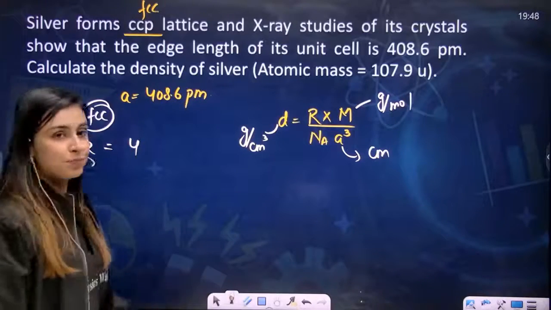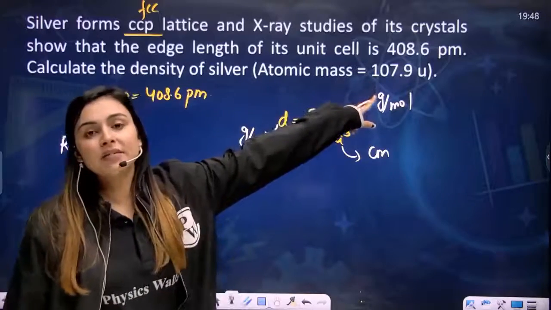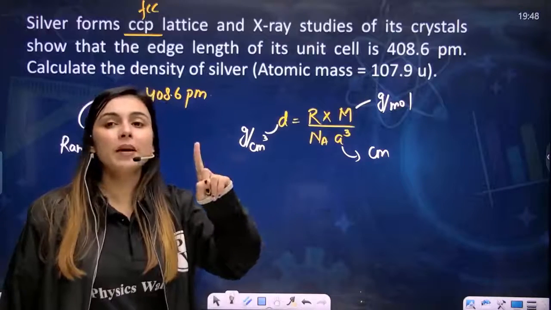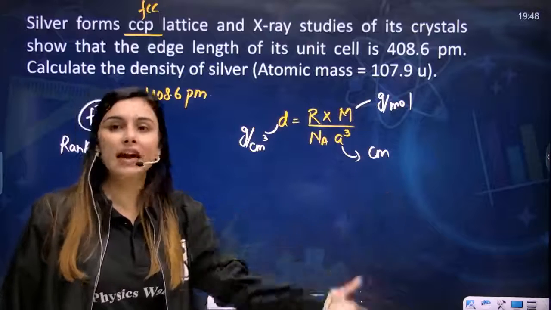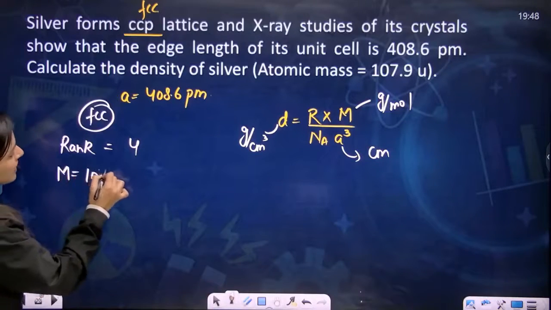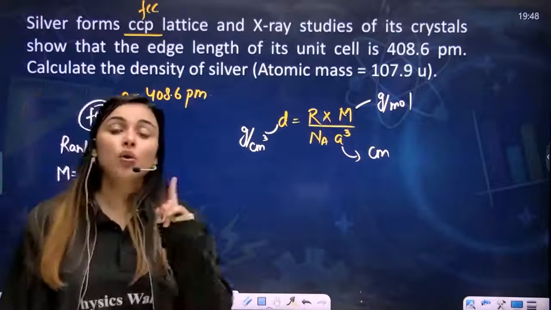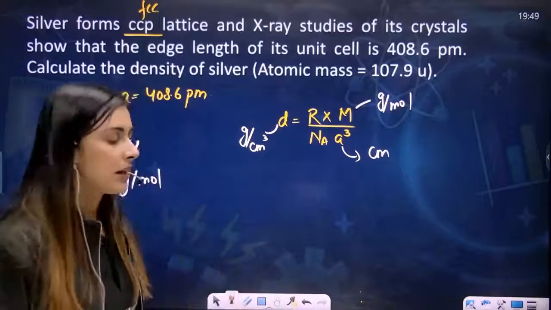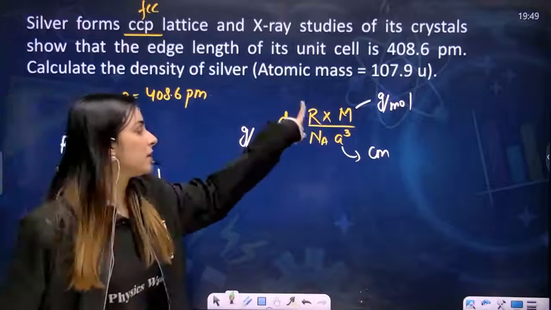Okay. Now, just see. Since the atomic mass is 107.9 u, all of you remember that whatever the atomic mass is, the molar mass is always in grams per mole. So I can say that molar mass will be 107.9 grams per mole, because only the unit changes, the numerical value remains the same, right? Yes, perfect.